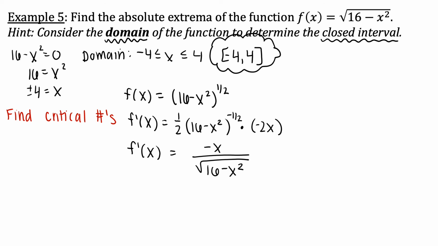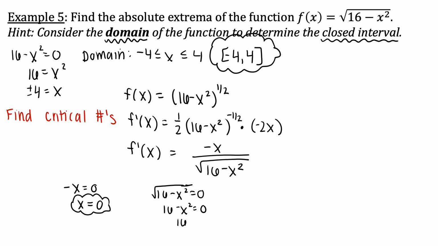From there, we need to locate our critical numbers. We can set our numerator equal to 0, and we can set our denominator equal to 0. Setting our numerator equal to 0, we get negative x equals 0, so x equals 0. Setting our denominator equal to 0, the square root of 16 minus x squared equals 0. Squaring both sides, 16 minus x squared equals 0. We probably already recognize that we are going to get x equals plus or minus 4, the same as our endpoints.